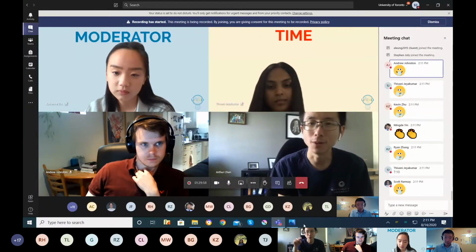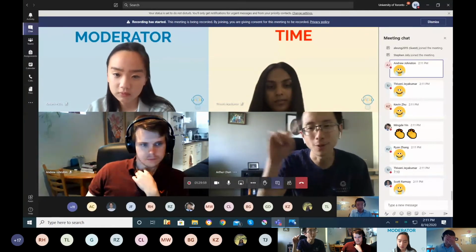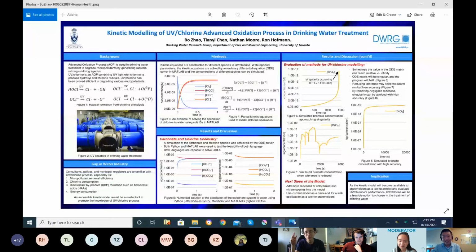So if you go back to your poster, for your last part, the bromate has 3 different trends depending on the settings in your solver. So which one is right? Which one is the correct one?